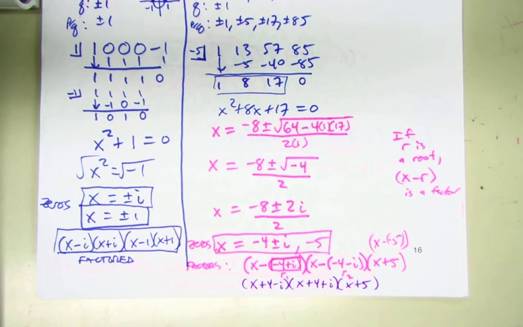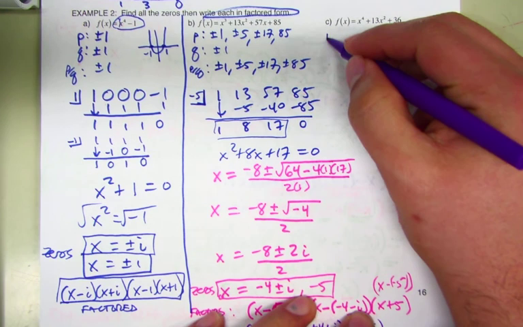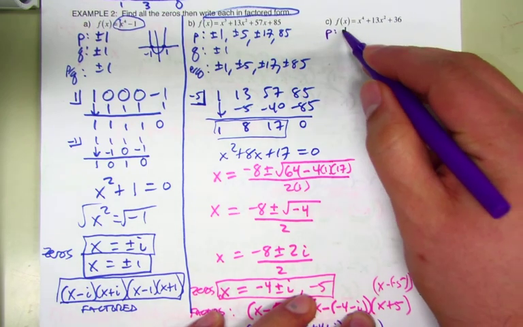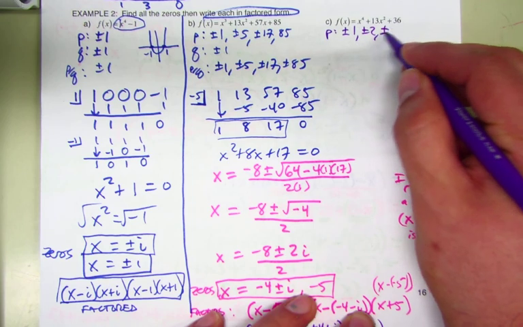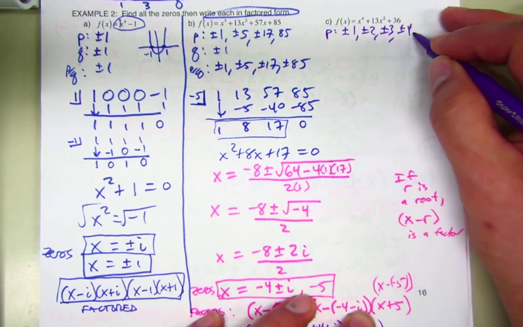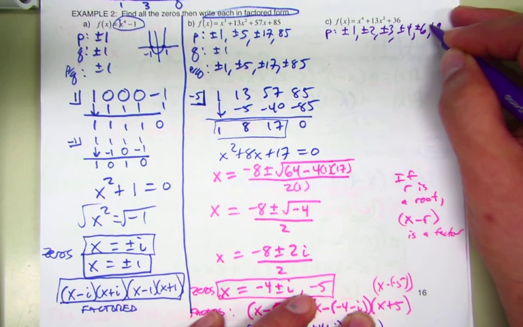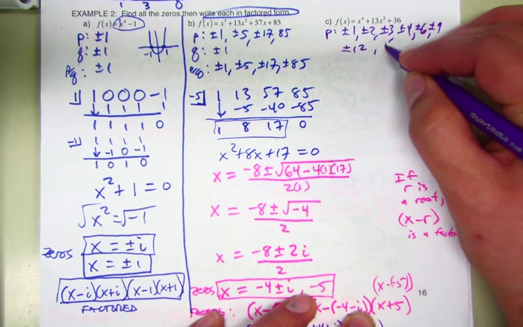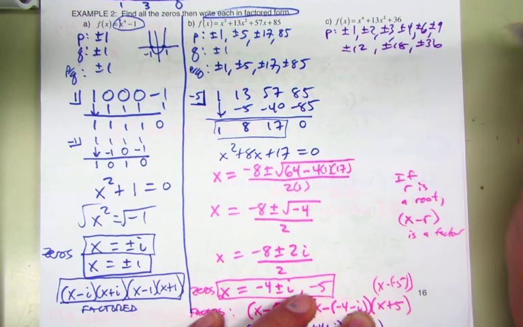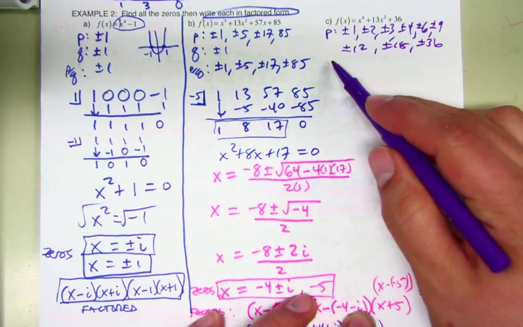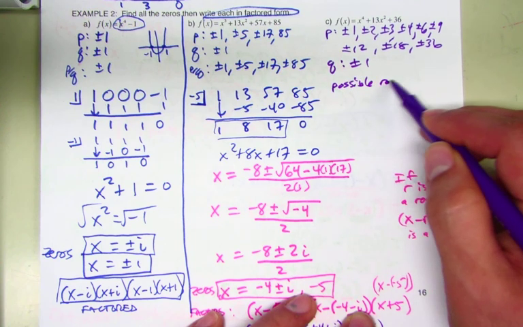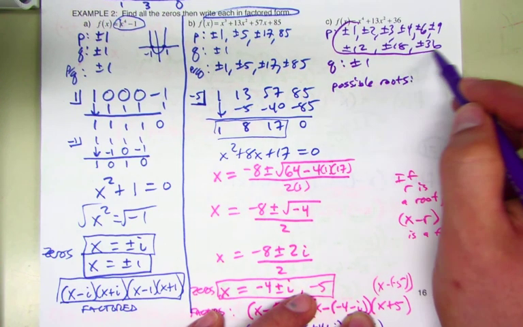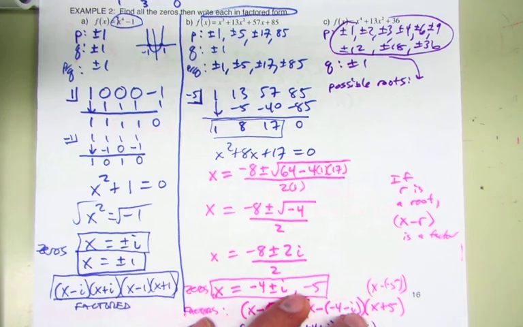Okay, last one. P's and Q's. Plus or minus 1. What else goes into 36? 2, 3. There's a whole bunch. Q's, plus or minus 1. So all your possible roots are just the original p values, right? Because you're not going to divide and get any fractions out of that.